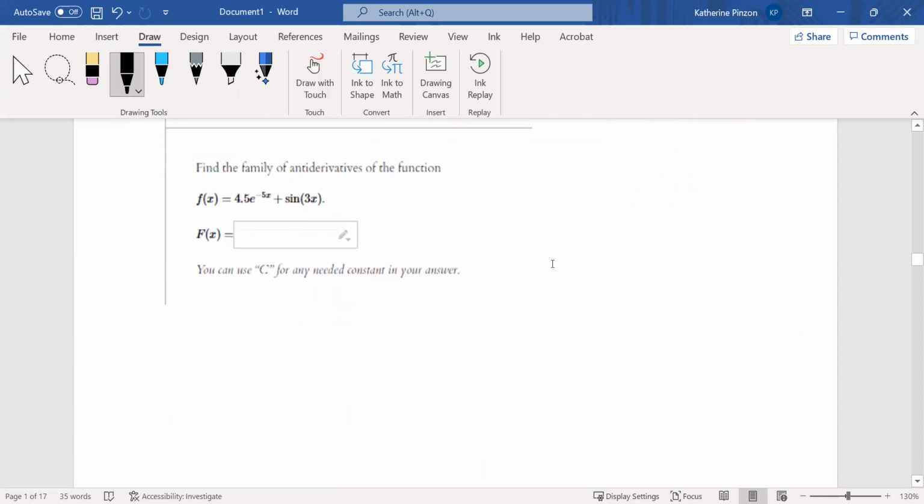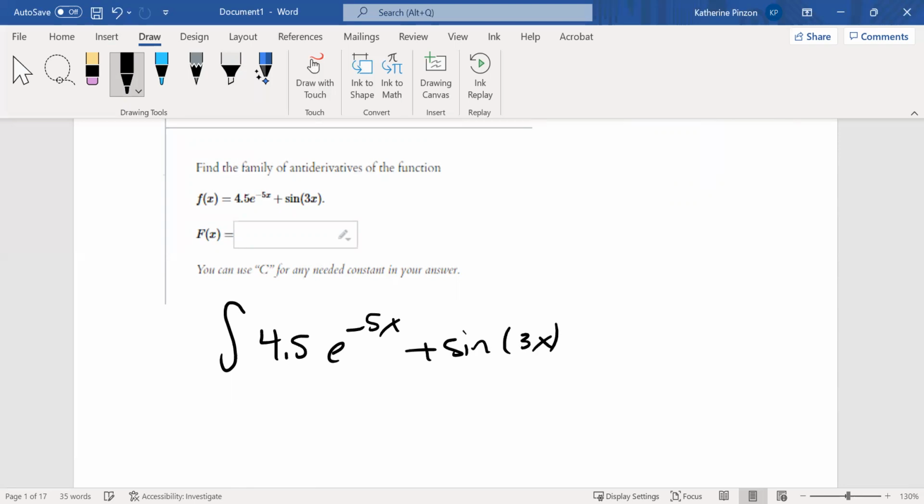Okay, 13. Find the family of antiderivatives of this function. So I want to take the antiderivative of this guy. You could do this with u substitution if you wanted. You could let u be e to the negative 5x, find the du, do it that way. And then let u be 3x, find the du, do it that way. But we memorized rules for these.